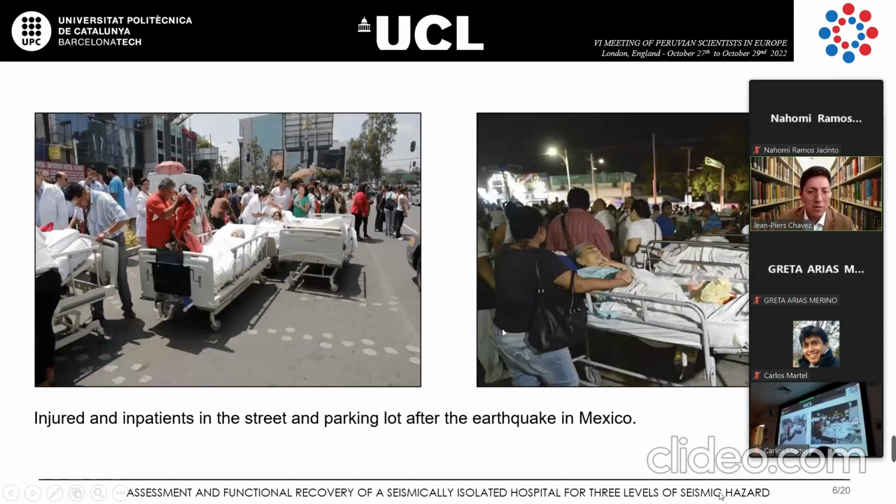In this slide, you can see, for example, that of course the inpatients and outpatients will be outside the hospital after the earthquake, because the hospital maybe has damage or maybe collapsed. And then in a new earthquake, the new inpatients and outpatients will be outside the building, outside the hospital as well, right? In this slide, you can see, for example, in Mexico, inpatients and outpatients in the street and the parking lot after the earthquake. It is a little sad, right? Maybe they died because there was no medical equipment outside the hospital after the earthquake.